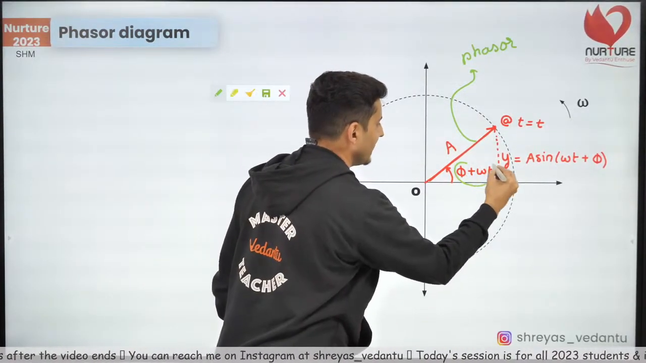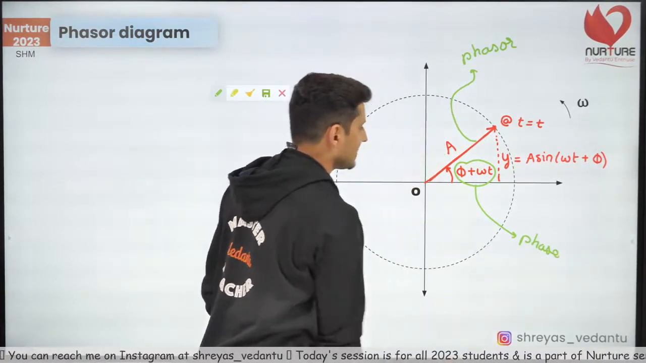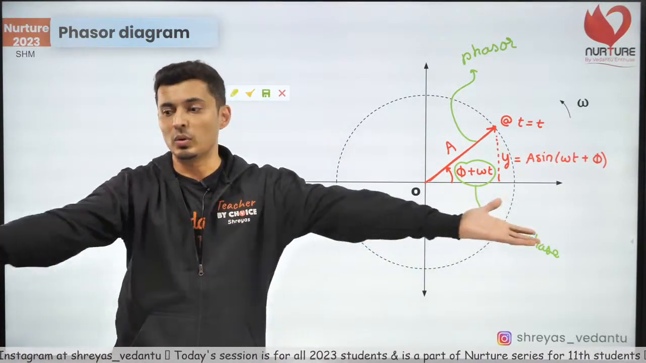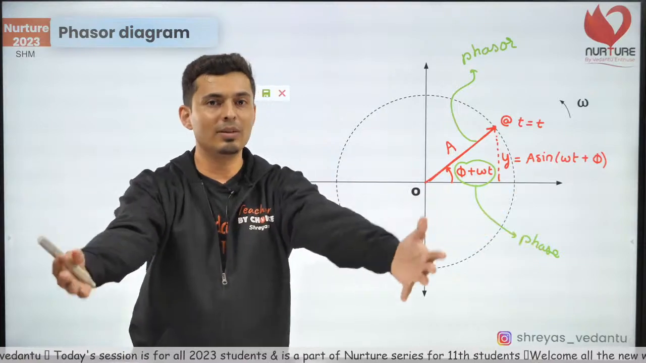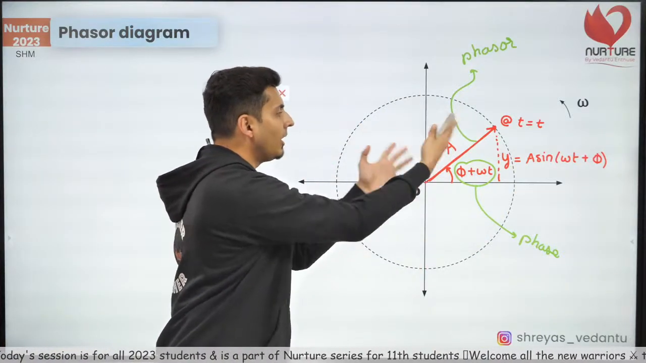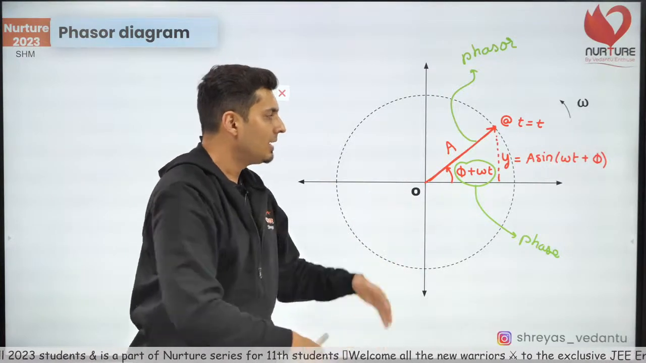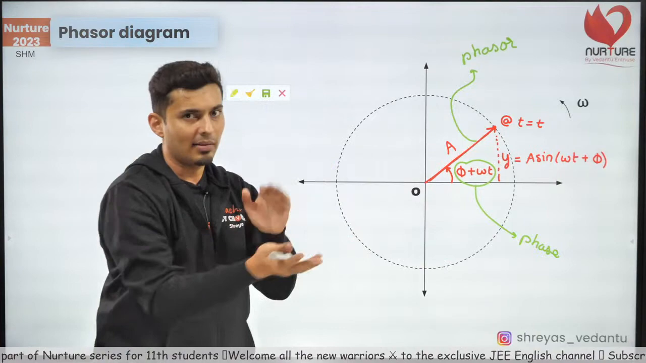This thing over here, what is it called? I just told you. This is nothing but phase. So what is the length of the phasor? If somebody asks you, come on, quickly put it up in the chat box. What is the length of the phasor? The length of the phasor is nothing but the radius or the amplitude. That's it. That's a phasor diagram. The phase angle is nothing but the angle which the phasor makes with your x-axis or the reference axis.